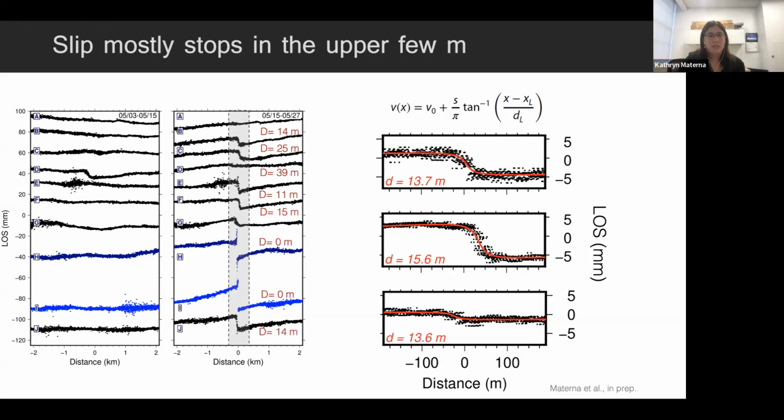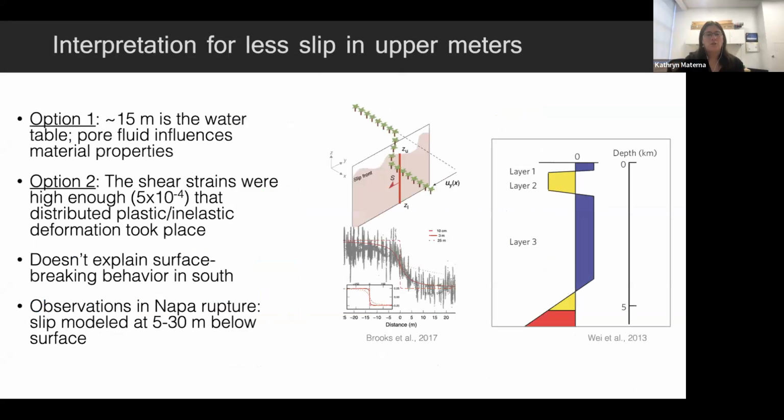We can see here on each of the profiles, the best fitting arctangent function has locking depths somewhere between 15 and 40 meters. And this was a bit of a surprise. This is very shallow for something to be happening in a geophysical process, and suggests in one interpretation that the slip mostly stops in the upper few meters of the soils. But there's more than one interpretation. So I'll get into this for just a little bit.